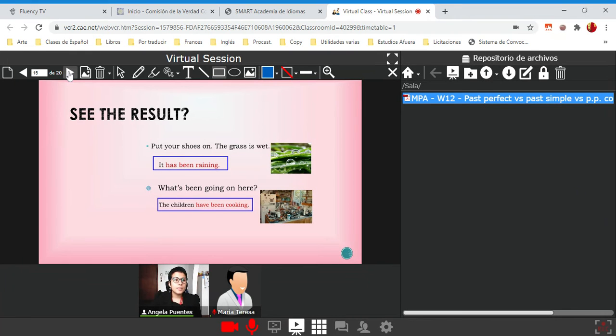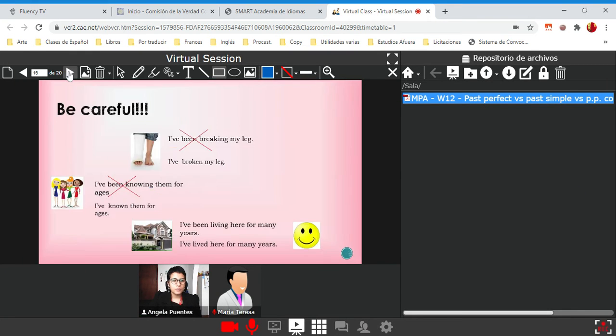Okay, and the next thing that we have is like when you talk about the result, just focusing on the result, you don't use ing. I've been breaking my leg? No, because this is not a continuous process, right? You want to focus on the situation. I broke my leg, okay? Me rompí mi pierna. I've been knowing them for ages? No. This is like when you talk about something specific and you focus on the time, like in the result. I've known them for ages. Los he conocido, okay? No los he estado conociendo, right?